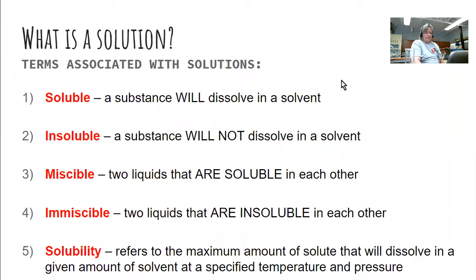Okay, some terms associated with solutions. Soluble means that substances will dissolve. A solute that's soluble will dissolve in a solvent. That's a tongue twister, so you need to learn to say that really fast. Okay, insoluble means a substance will not dissolve in a solvent. So in in front of a word means not, so it's not soluble.